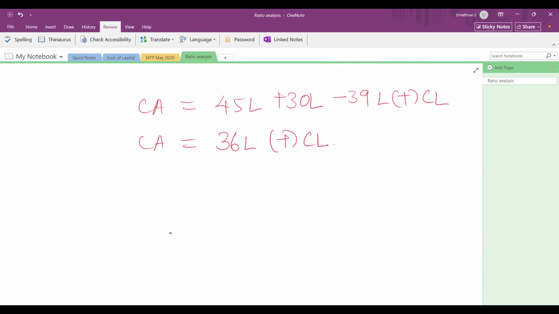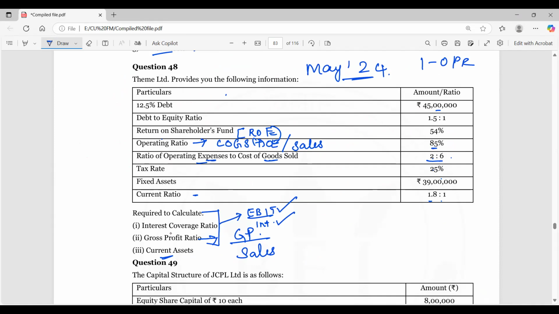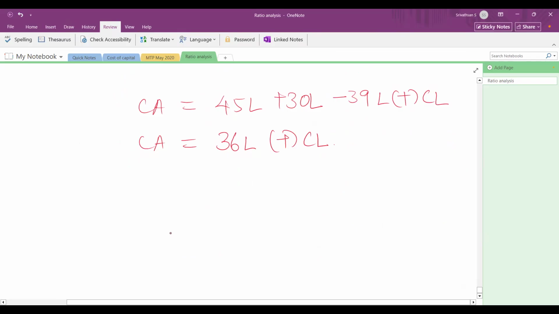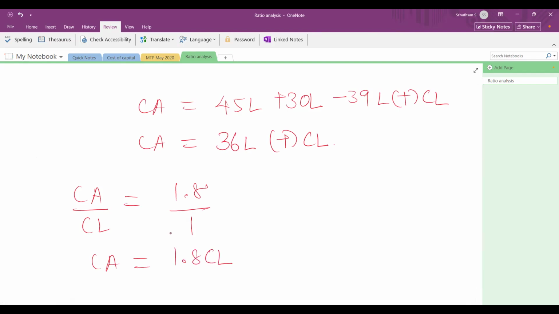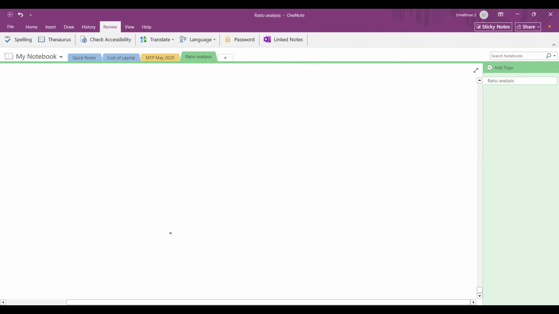So now current ratio is given in the question. What is the ratio? It is 1.8:1. So current asset by current liability is equal to 1.8 by 1. So we can write current asset is equal to 1.8 into current liability. While solving for current asset, we can use these two equations and solve it. Clear? Any doubt in this? Did you all understand what needs to be done? Clear?